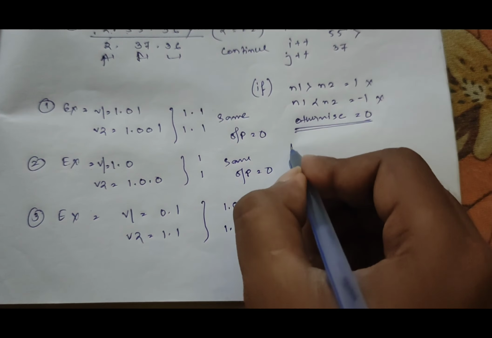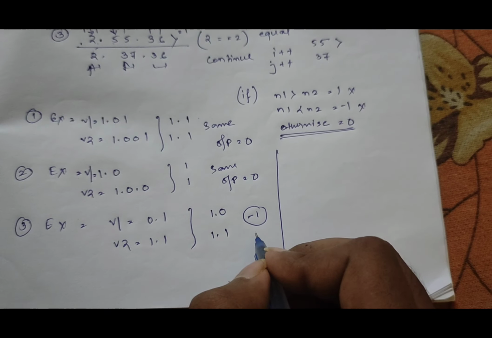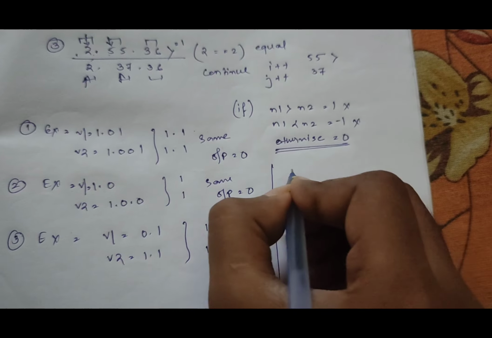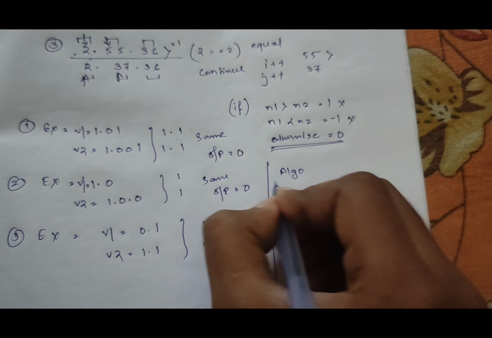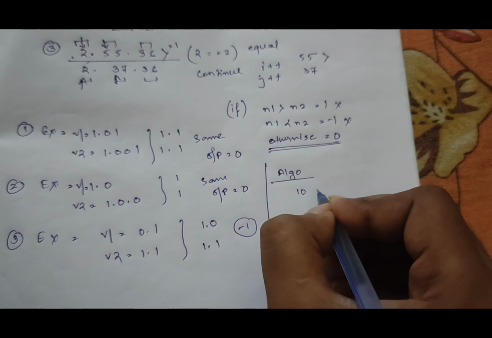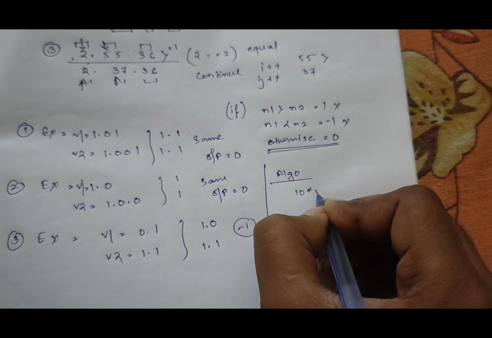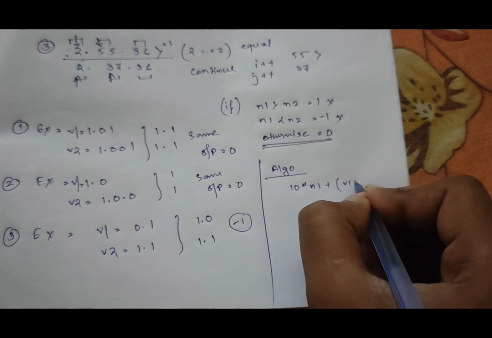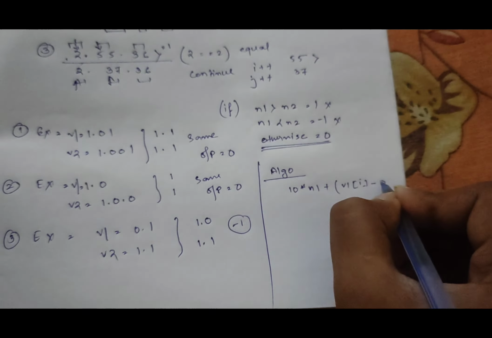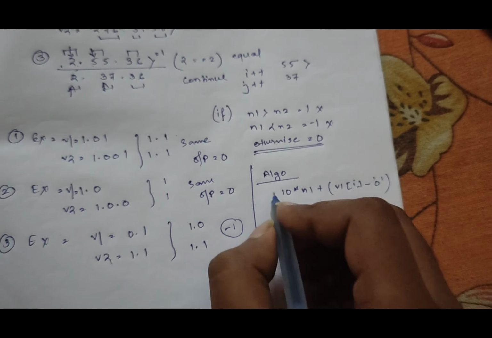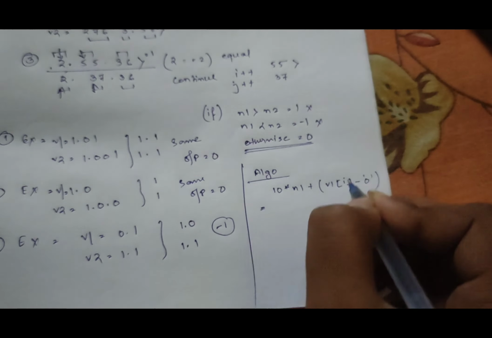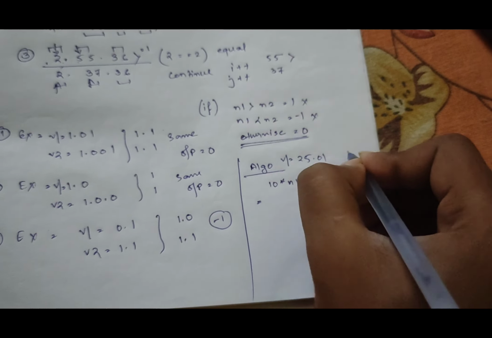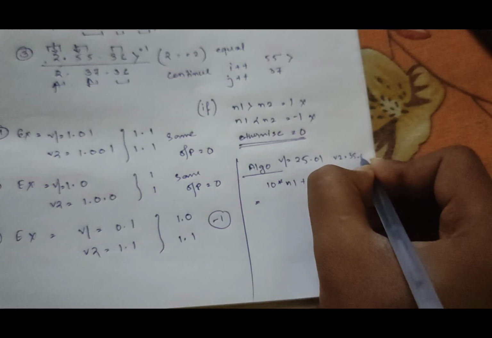Okay, so how do we approach the question? Just check with the easiest algorithm. What is the algorithm? The algorithm is n1 times 10 plus version 1 of I minus 0. This is the algorithm. What is the algorithm doing? Just check 25.01 in version 1 and 35.01 in version 2.